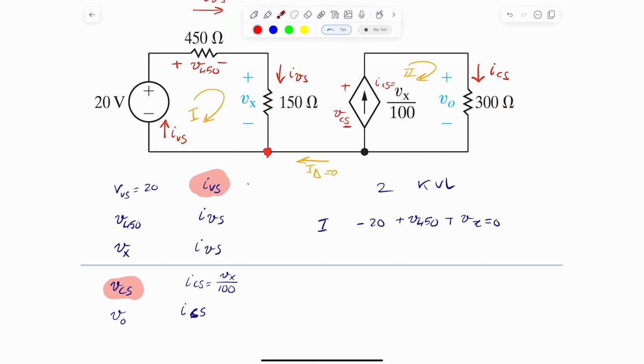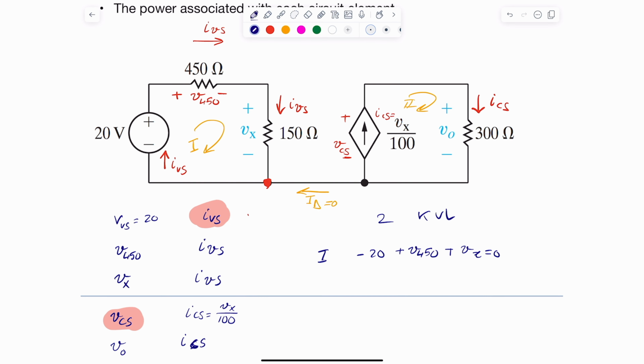For example, the V450, if you think about it, is simply I450 times the I V of s. Let me rewrite this. This is -20. Well, the V450 again is plus 450 ohms times I V of s. And again, with the passive sign convention, I'm multiplying by positive. All right, moving on, what about Vx?